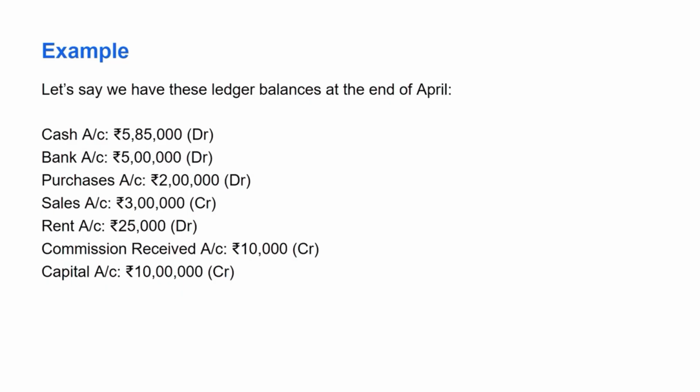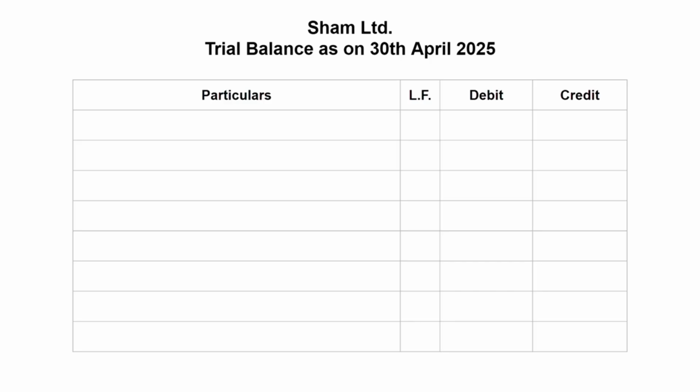Rent account 25,000 debit balance. Commission account 10,000 rupees credit balance. Capital account 10 lakh rupees credit balance. Now let's create the trial balance. First is cash account 5,85,000. We have debit balance. So this is the trial balance format.